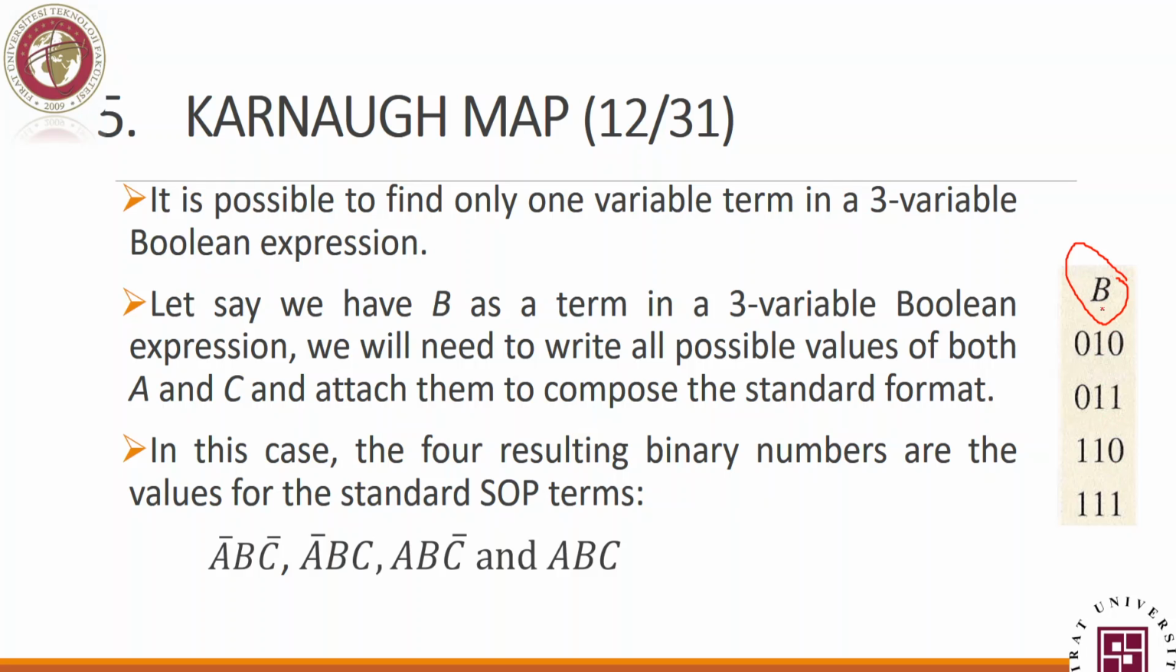B only as a variable for a 3-term SOP would be expanded to A bar, B, C bar, A bar, B, C, A, B, C bar, then A, B, C, like this. You can't map B by itself. In this case, you have to expand it this way, then map it.